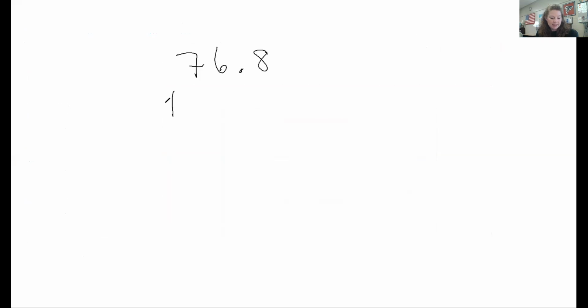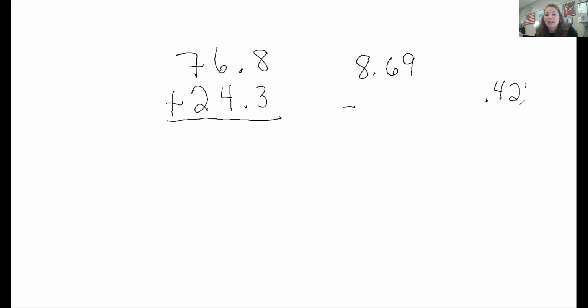76.8 plus, what was it, 24.3. Now these digits line up on top of each other, but that's just a coincidence, because sometimes when you're adding and subtracting decimals, they're not going to line up. You always have to make sure your decimals are on top of each other. So for example, let's say I had a subtraction problem, 8.69 minus, let's say I gave you 0.421, all right? Well, I'm not going to start here and put my 1 there and my 2 here. No, when you're adding and subtracting decimals, you have to make sure your decimals line up. So I'm going to put that decimal right there, and then fill in my numbers accordingly.